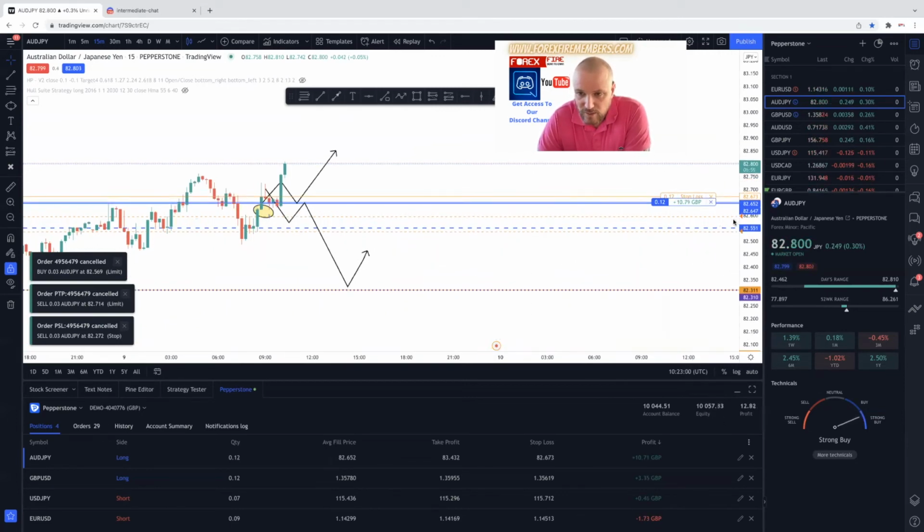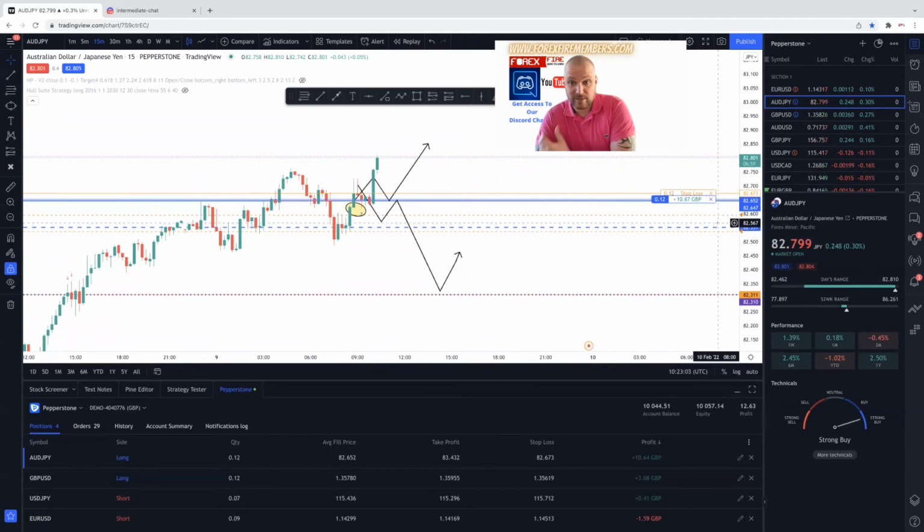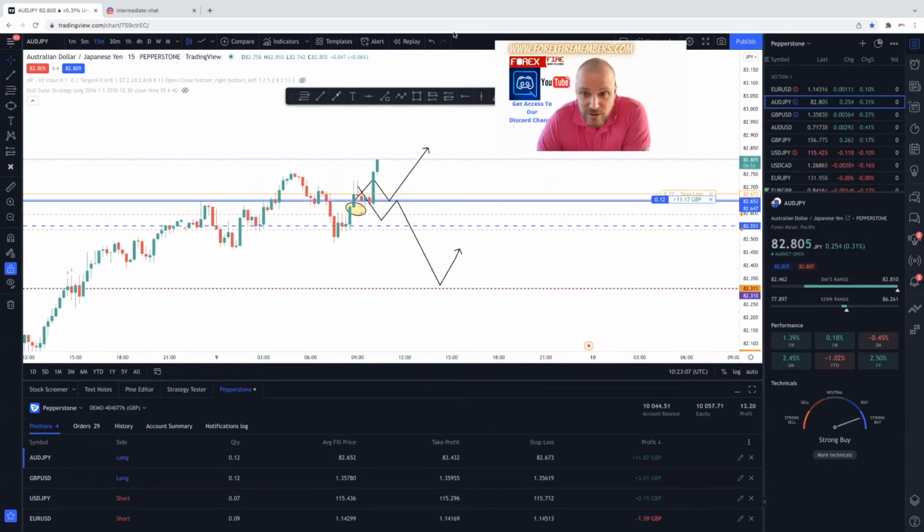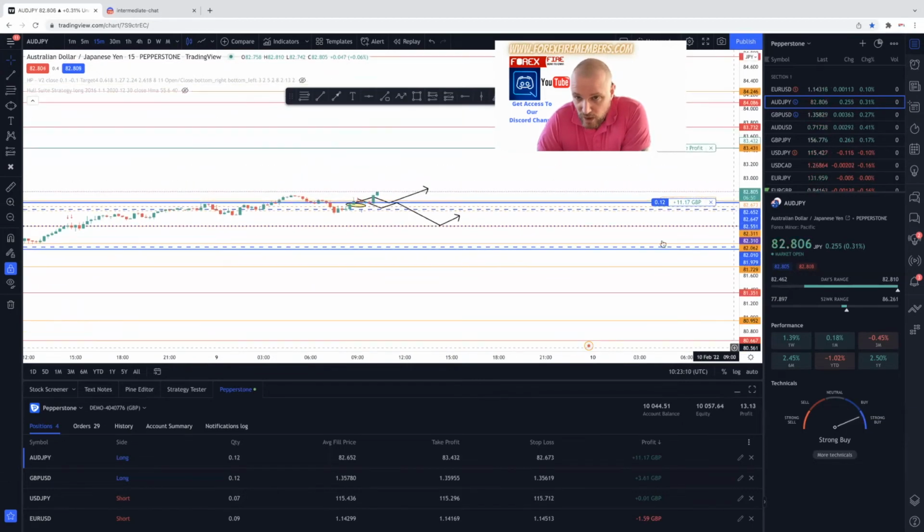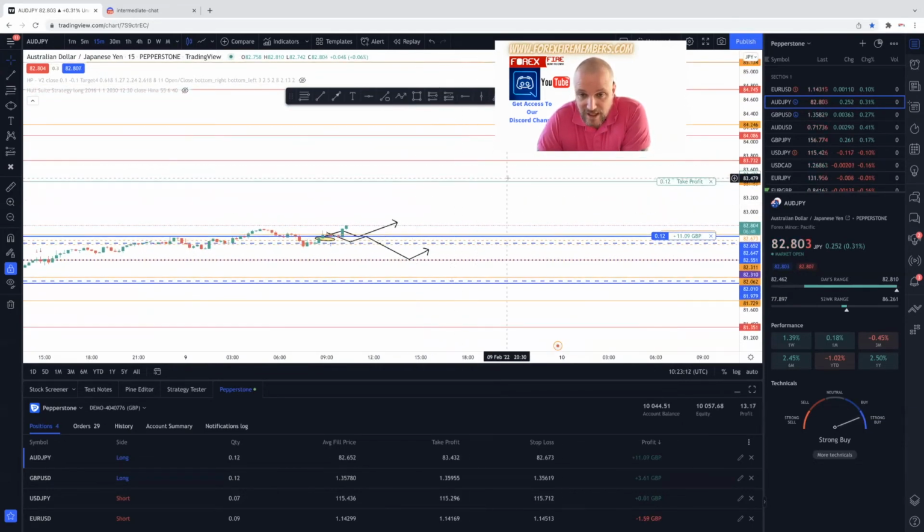So again, it's all about managing your trade, and I'm doing this while I'm making my dinner as well, to be fair. Let's have a look. It's an easy process to follow. We just work between the areas of the key levels, to be fair.